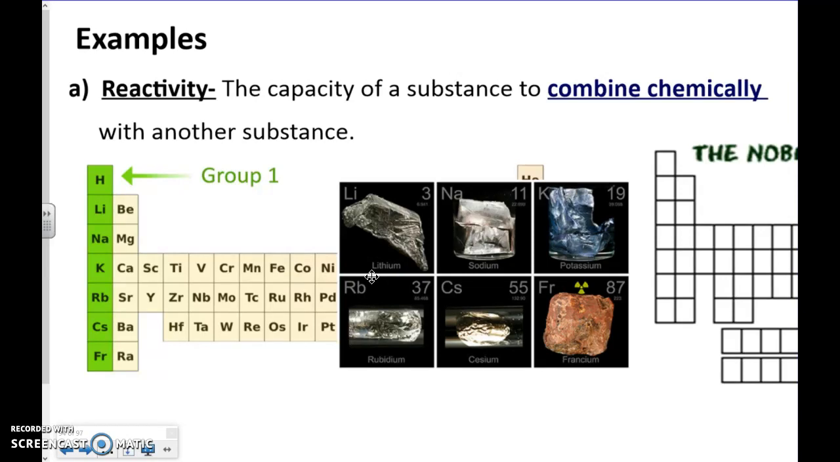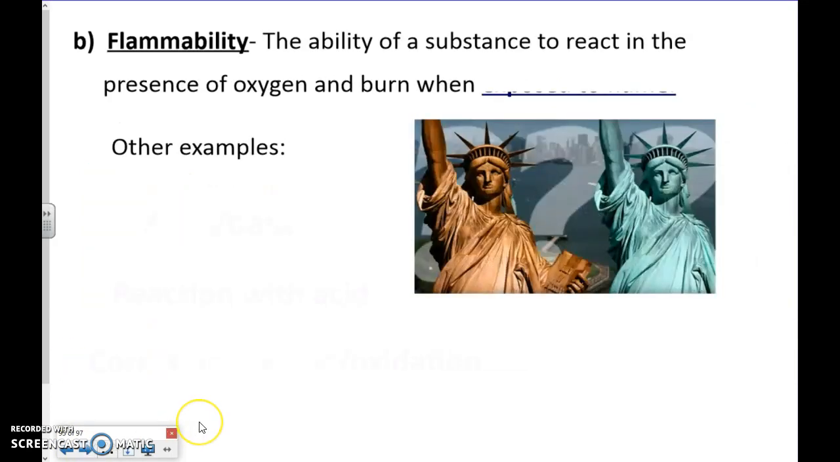alkaline metals and seeing what happens when they come in contact with water. So you can take a look and see what happens with our least reactive, lithium, and then as we go down the group. That is on the NEO lesson 4 if you want to take a moment and take a look at it. Another example that you guys are probably pretty familiar with would be flammability. It's the ability of a substance to react in the presence of oxygen and burn when exposed to flame. Okay, so flammability.